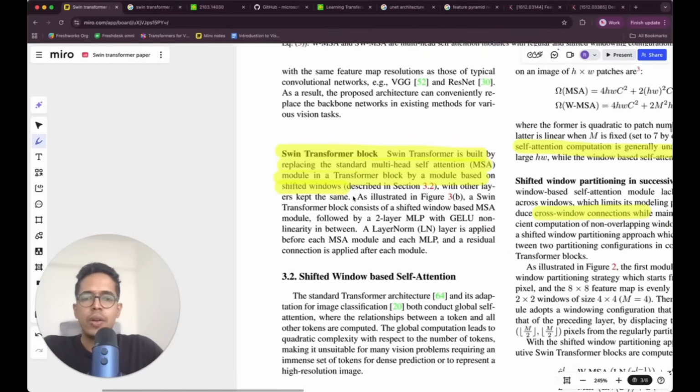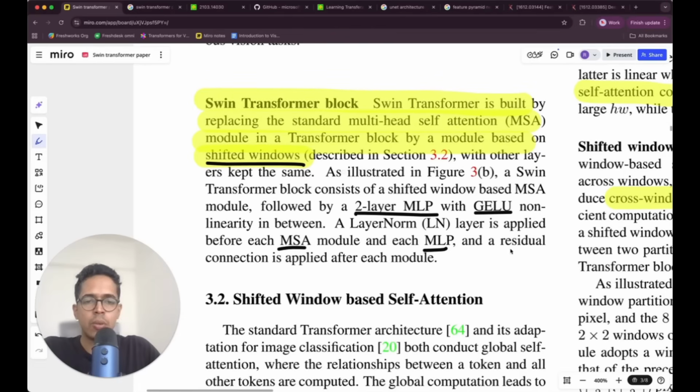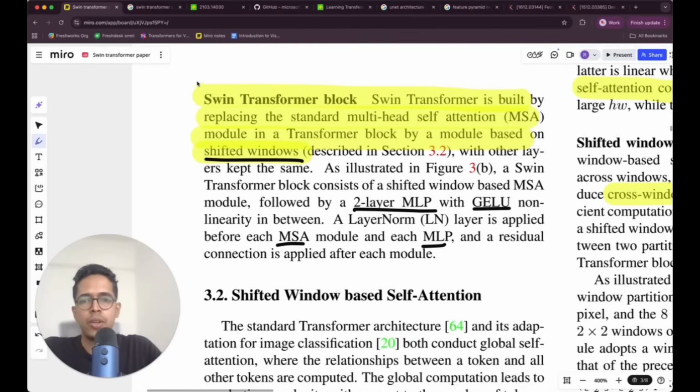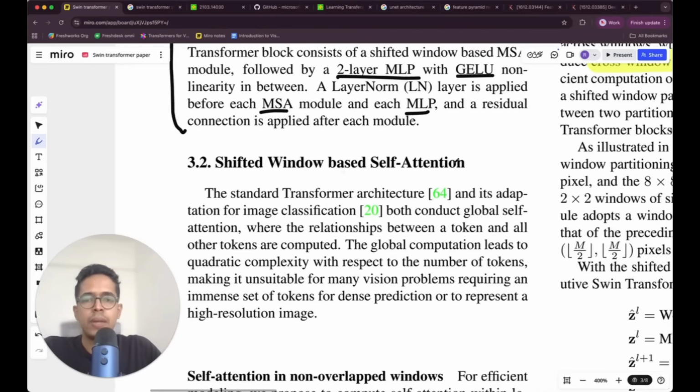Okay. Now let's come to the Swin Transformer block. Swin Transformer is built by replacing the standard multi-head self-attention module in a transformer block by a module based on shifted windows, with other layers kept the same. A Swin Transformer block consists of a shifted window-based multi-head self-attention module followed by a two-layer multi-layer perceptron with GELU activation. A layer normalization is applied before MSA as well as before MLP. This is normal, and a residual connection is applied after each module. So this we know. The only thing we don't know here is what exactly is this shifted window multi-head self-attention.